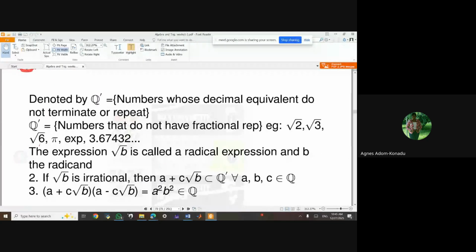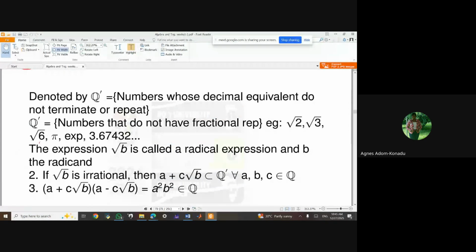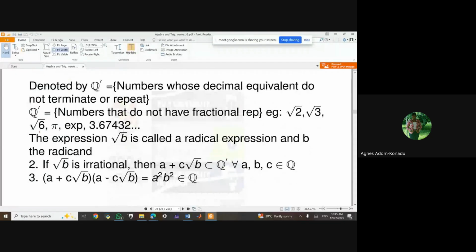Then we come to irrational numbers, denoted by Q prime. They are numbers whose decimal representation does not terminate or repeat, and numbers that do not have a fractional representation. Examples are root 2, root 3, root 6, pi, e, and so on. The expression root b we call the radical expression, and b we call the radicand.